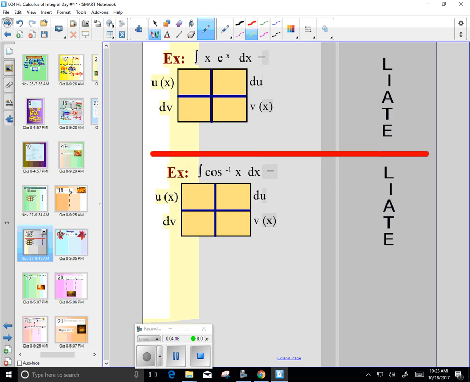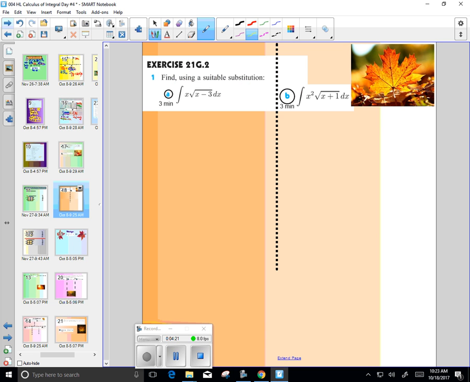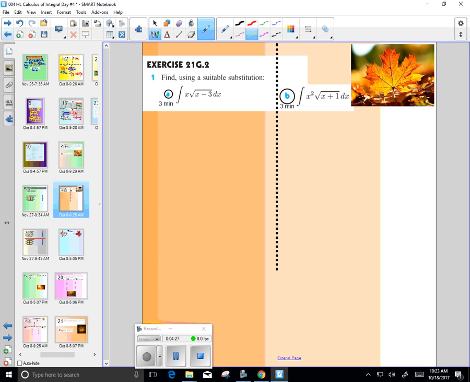Go on to the only problems that I'm assigning, which is 1A, B, and Challenger D. Those three. We're going to do A together. No, let's not do A, because we already did an example like A. You can do A on your own. Let's do B. B is better. Take x squared, square root of x plus 1. What do you want u to be? Let's go for it. Yep.